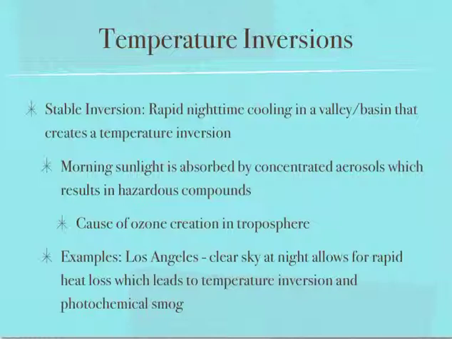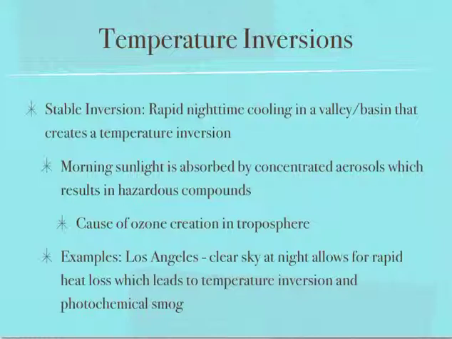Temperature inversions can be called stable inversions when they happen rapidly at nighttime with cooling in a valley or basin, which creates the inversion instead of the cold air mass sliding down. The morning sunlight then acts on concentrated aerosols in the colder air closer to the ground, which results in hazardous chemicals and creates smog. This is also a cause of ozone creation in our troposphere.